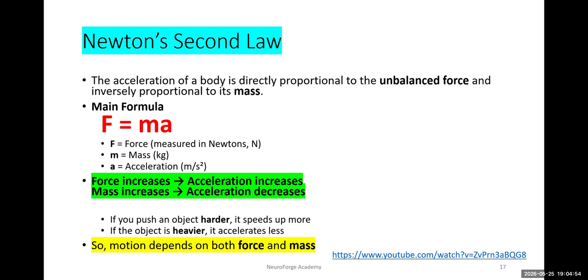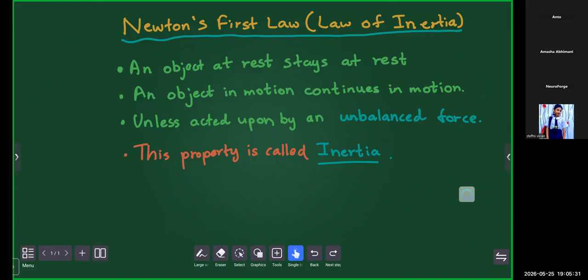And if we apply more force, the object can have more acceleration. More mass means less acceleration. That's the other way around. If we apply the same force, less mass gives more acceleration, more mass gives less acceleration, because due to the heaviness, it can't move. What is the formula here? F equals ma. You have to remember this. The acceleration of a body is directly proportional to the unbalanced force and inversely proportional to its mass. Let me show it on the board.